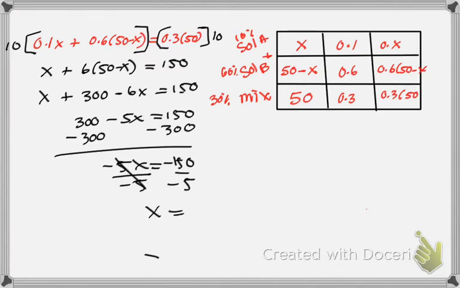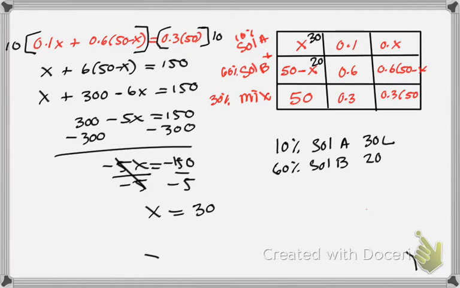x equals positive 30. So that means I had 30 here. And how many of the 60? 20. So for the 10% solution A, we had 30, and we're talking liters. For the 60% solution B, we had 20 liters. Okay? Quickly moving on. The next one, number 13, anybody?